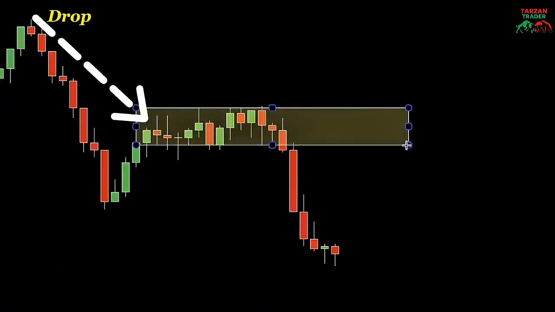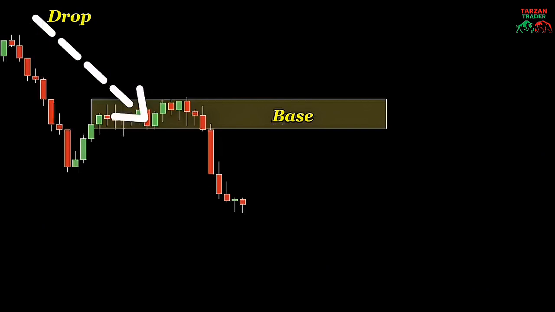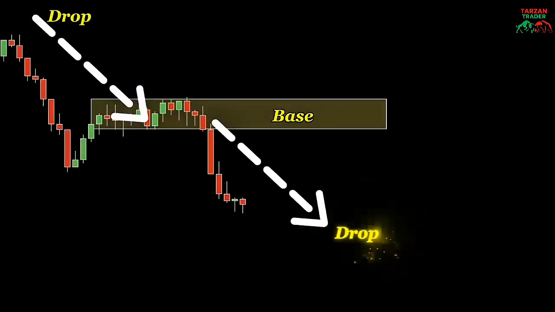This base is where institutions are quietly gathering their sell orders. After this accumulation phase, the market drops sharply again. Smart money doesn't sell everything at once. If they did, they'd disrupt the market. Instead, they sell gradually, allowing the market to accumulate liquidity. Then, they manipulate retail traders and sell again, forming this drop-based drop pattern, a clear smart money footprint.